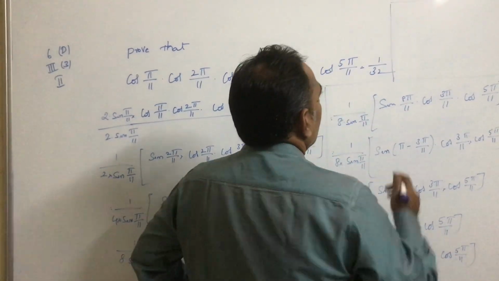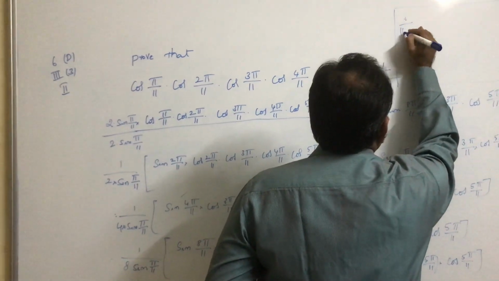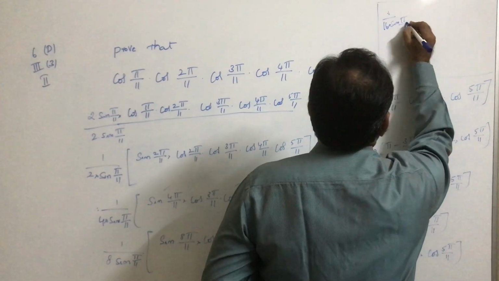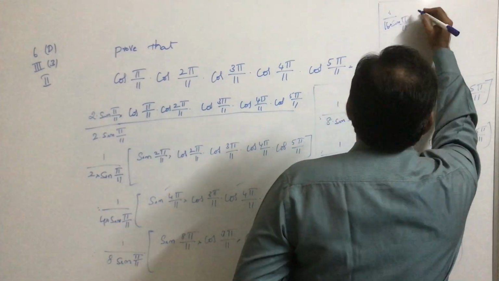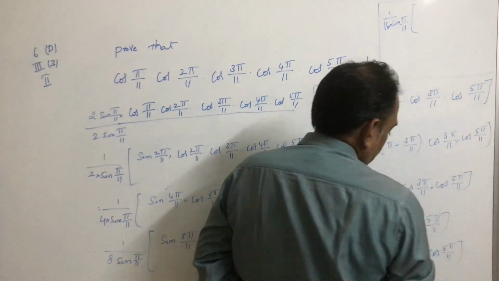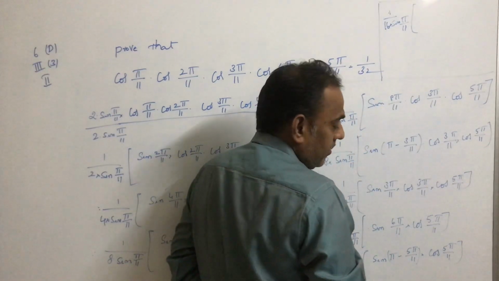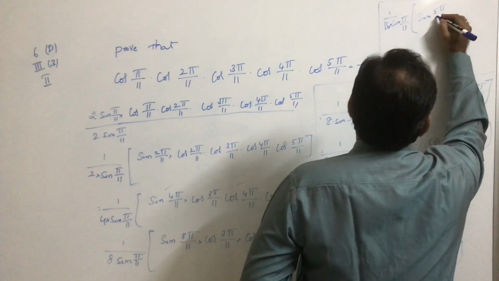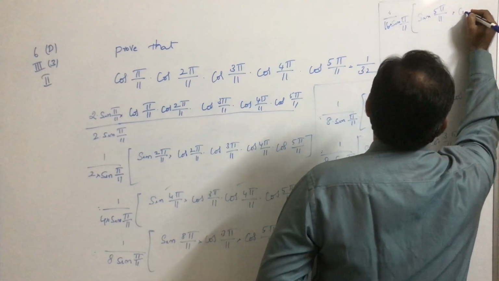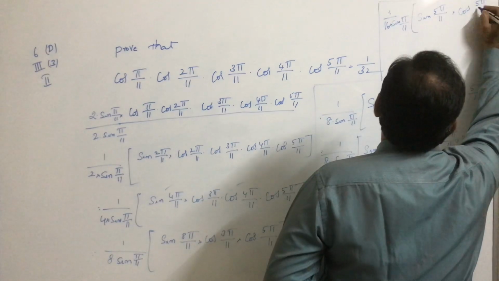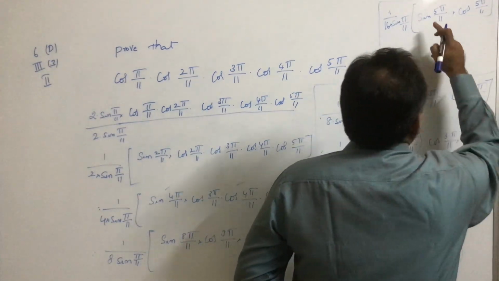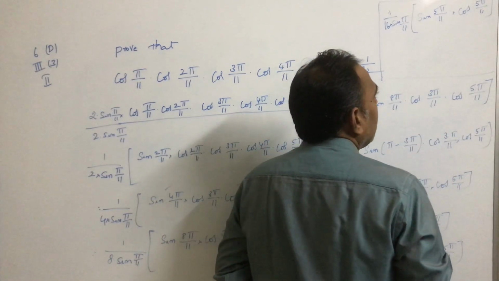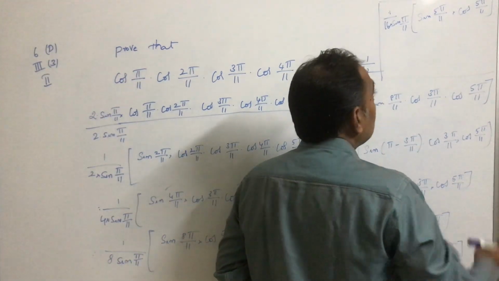This is 1 by 16 into sine pi by 11 into sine 5 pi by 11 into cos 5 pi by 11, using sine of pi minus theta equal to sine theta. Here a 2 is missing, so we need to multiply the numerator as well as the denominator with 2.